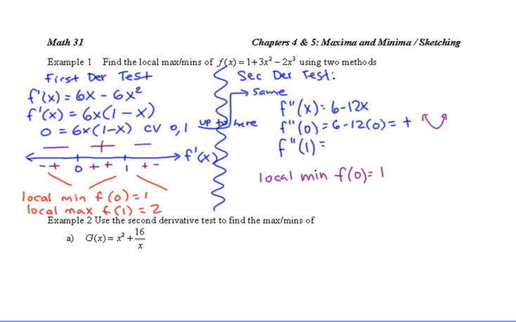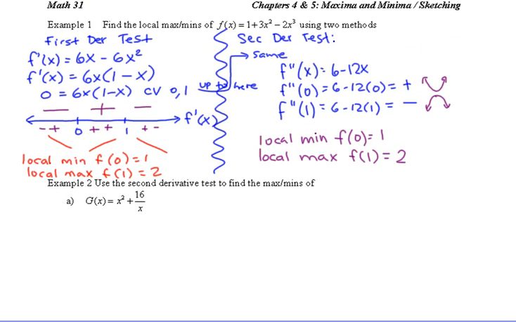Next guy, plug in the other critical value. So 6 minus 12 times 1 will give you a positive or negative? Negative. So therefore he's concave down. Therefore he will be a local max at f of 1, which equals negative 2? Positive 2? Plugging into the original, right? Getting the actual point. Yeah, sorry.